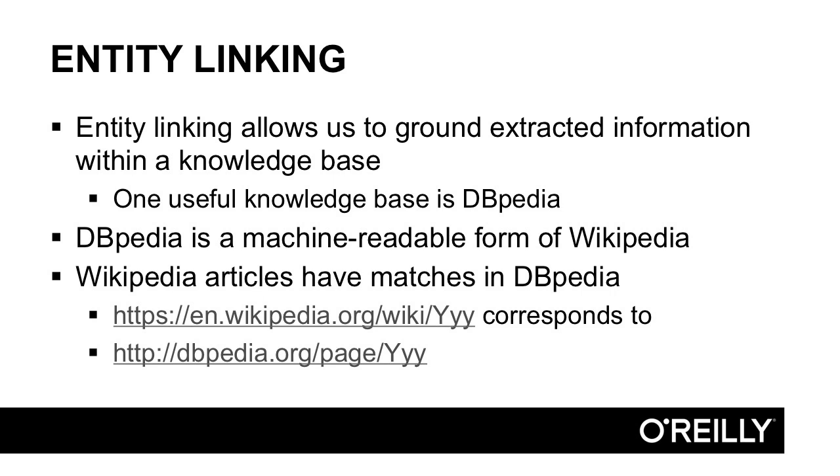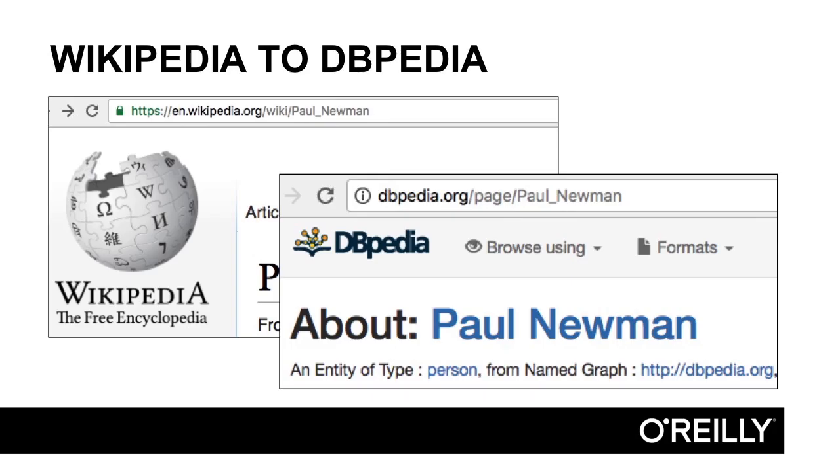And so here we see the pattern, https, wikipedia.org/wiki/YYY. In this case, YYY is just a placeholder. Notice the capitalization. It does need to be capitalized in that way. So YYY corresponds to the DBpedia article, http://dbpedia.org/page/YYY. So let's look at an example of that. Here we see in the upper left, we have the Paul Newman actor in Wikipedia. And then here at the bottom right, we have the DBpedia page for Paul Newman.